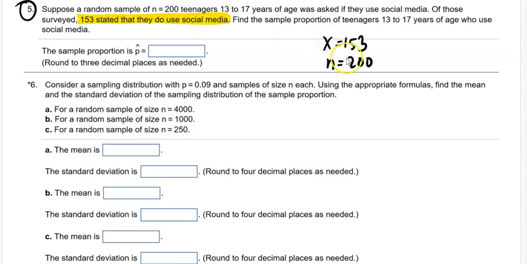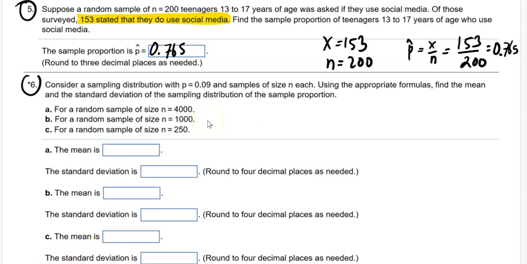In other words, what percentage use social media? That is called the sample proportion. So here the formula is p hat equals x over n. X is 153 divided by 200, and we use the decimal. Let's see what that is going to be: 0.765. Okay, 0.765. That's the sample proportion.